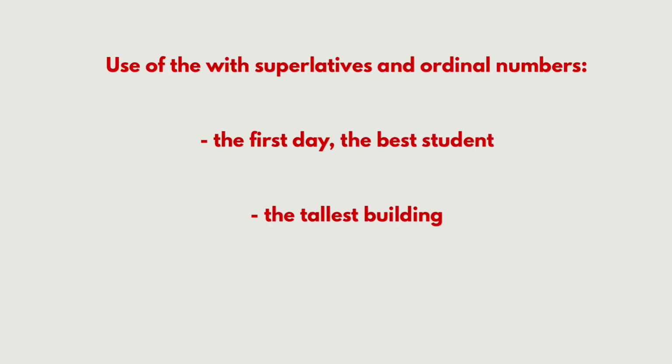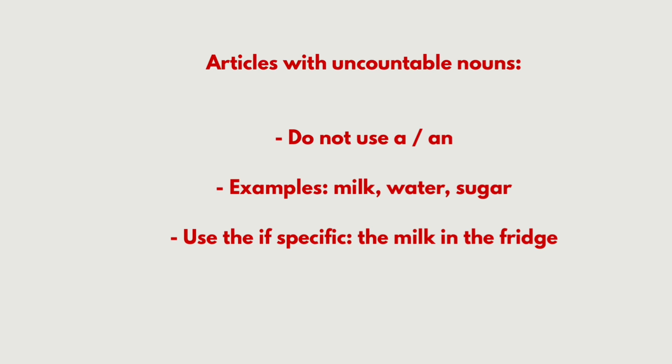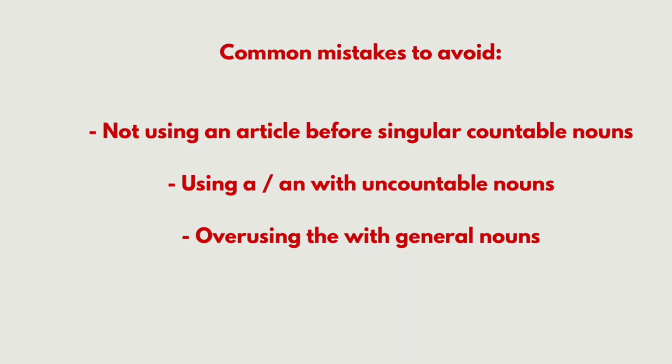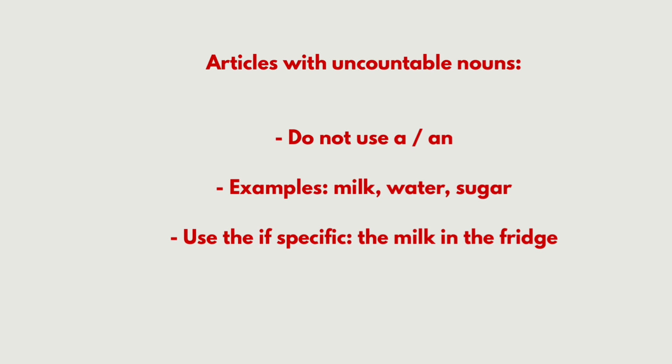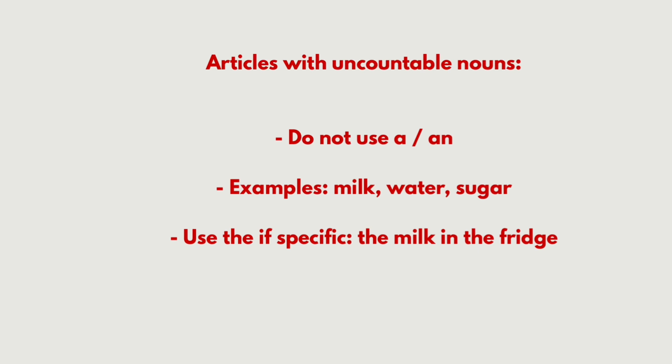Articles with plural nouns. A or an cannot be used with plural nouns. For example, a cats. No, this is wrong. Cats. The can be used with plural nouns: the cats in the garden. Articles with uncountable nouns. Do not use a or an, for example, milk, water, sugar. Use the if specific. If you're talking about something specific, use the article: the milk in the fridge.